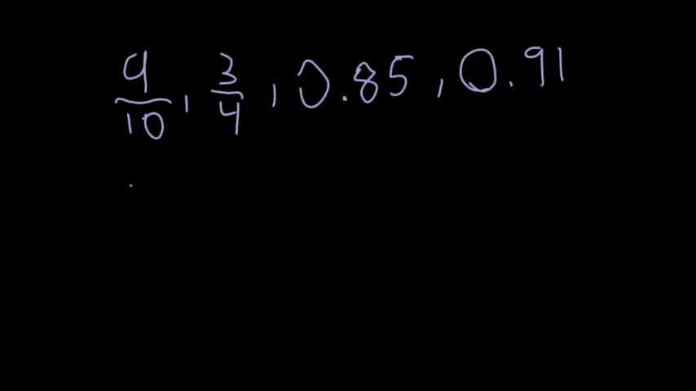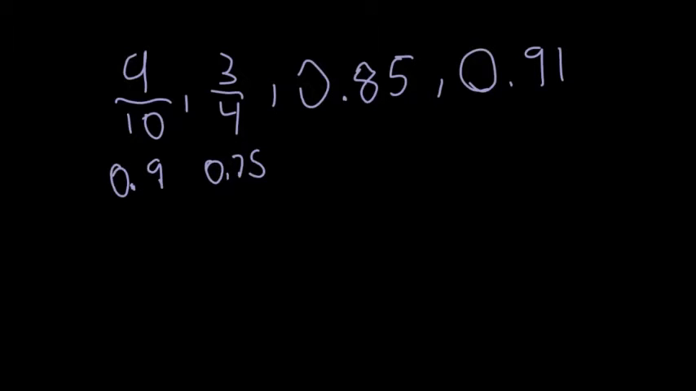So 9/10 would be exactly as I said it, 9/10. 3/4 you can think of as like 3/4 of a dollar. So 3/4 of a dollar would be 75 cents. So that would be 75/100ths. If you didn't know that off the top of your head, that's okay. You just divide and you'll get 75/100ths. And then we've got 85/100ths and 91/100ths.